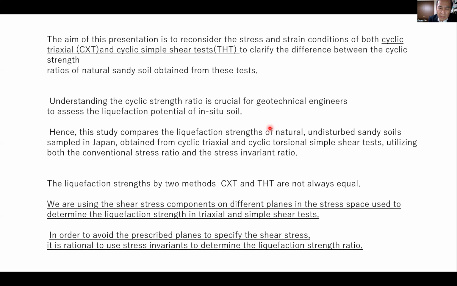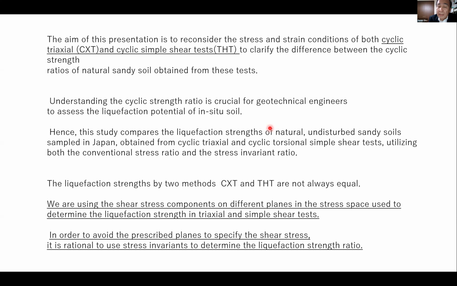But the problem is the liquefaction strengths by the two methods are not always equal. If they are equal, it's okay, no problem. But sometimes they are not equal. Looking at the problem that I have found, we are using the shear stress components on different planes in stress space to determine the liquefaction strength in the two tests. So the special planes, the horizontal plane and the 45 degree plane, etc.